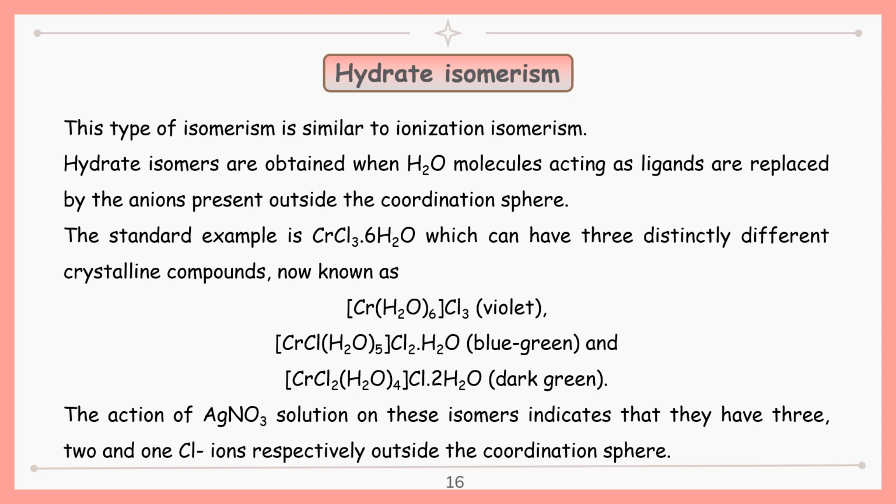Hydrate isomerism, as the name suggests, involves H2O molecules, which are replaced by the anions present outside the coordination sphere. The standard example is trichlorochromium hexahydrate, which can have three distinct crystalline compounds, which are violet, blue-green, and dark green in color. The action of silver nitrate solution on these isomers indicates that they have 3, 2, and 1 Cl- ions, or chloride ions, respectively, outside the coordination sphere.